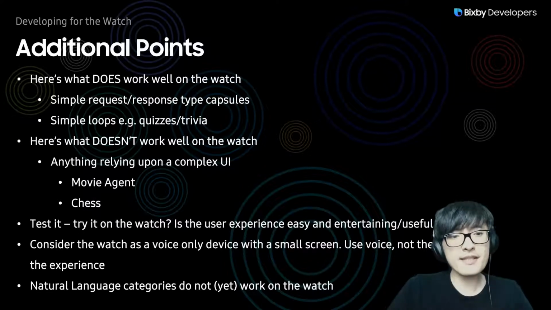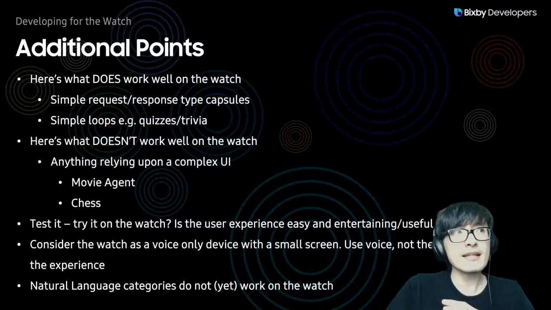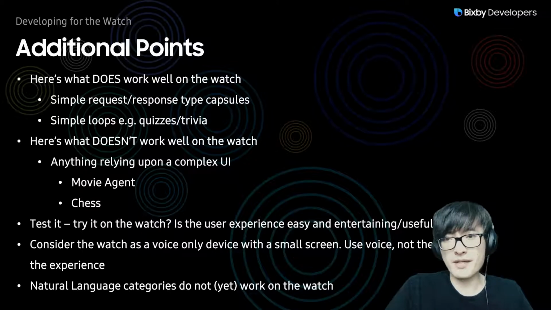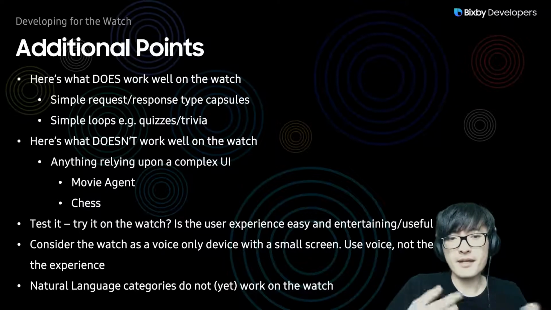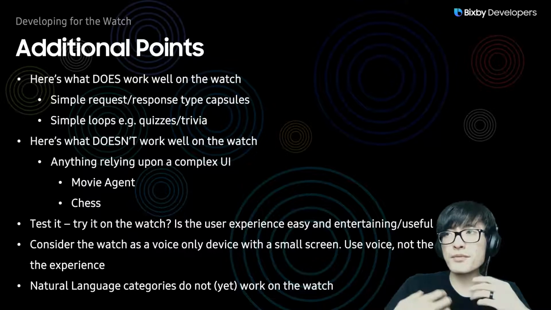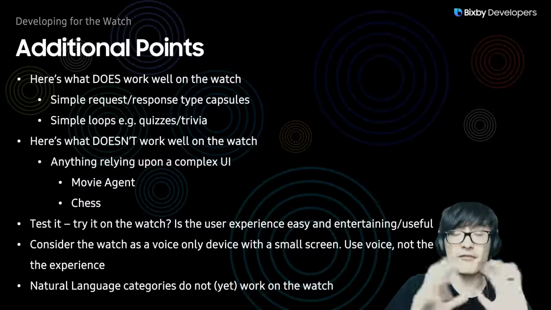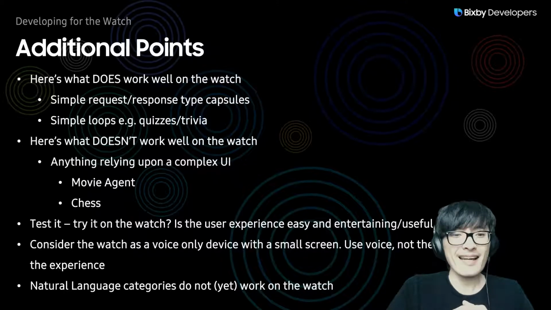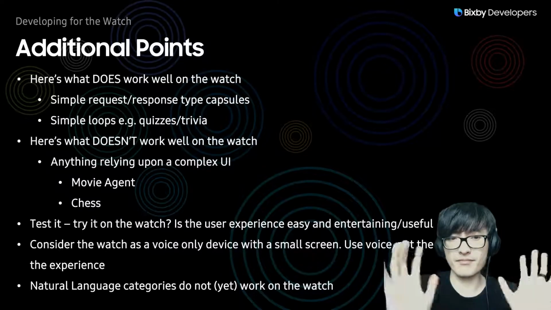Now, you want to consider the watch as mainly a voice-only device, and you'll see that that's kind of the way that Siri treats itself on the watch. It's pretty much just voice-only. However, you do still have the small screen to make some usage of, like with Copycat, you could see some of the voices and you could choose a voice as well, which is pretty nice. So you really want to focus on using the UI to supplement a voice first experience. And finally, natural categories do not yet work on the watch. They will be coming sometime.